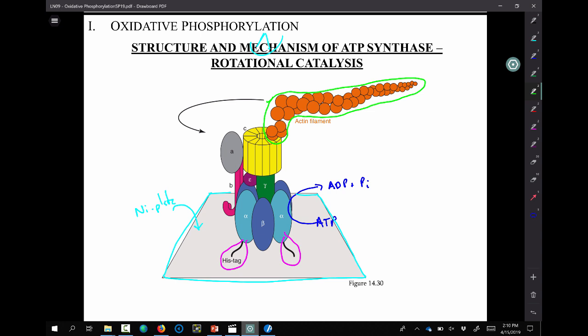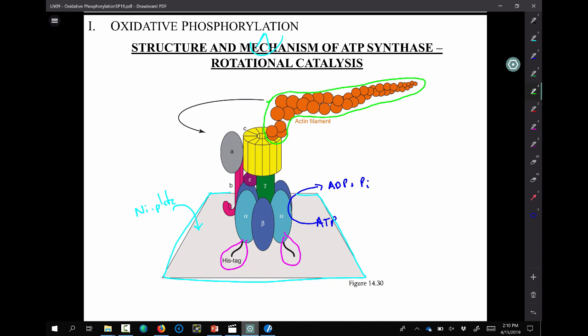Question: is the step that's actually getting the energy the binding of ATP into the pocket, or is it the hydrolysis step? Interesting question. Is it the actual hydrolysis step, or is it the binding of ATP that causes the conformational change?